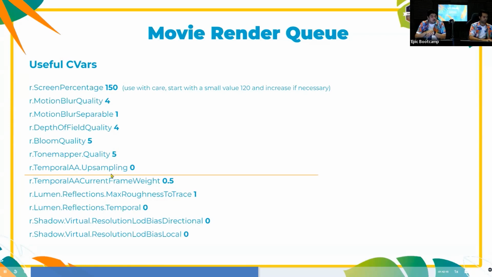Or you have a couple of CVars related to Lumen to make reflections go to the highest quality, because Lumen is able to do so, although it can take a little bit more. And also you can reduce the noise of the reflections inside Lumen. Also, you can play a little bit with the virtual resolution bias of the shadows by adding a little bit more bias, whether you're talking about a directional light or a local light.